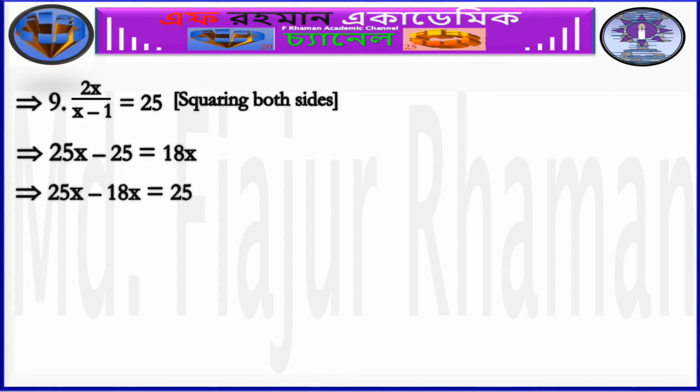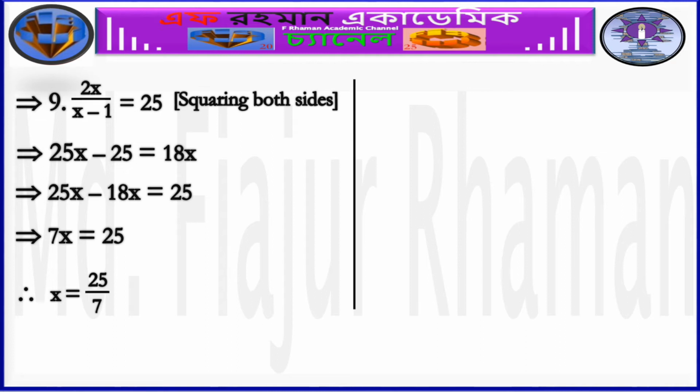This equation implies that 25x minus 18x is equal to 25, transposing the term 18x from the right hand side to the left hand side and minus 25 from the left hand side to the right hand side. This equation implies that 7x is equal to 25. Therefore, x is equal to 25 by 7.